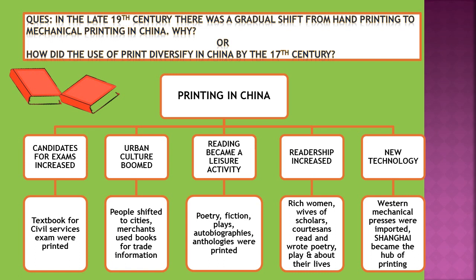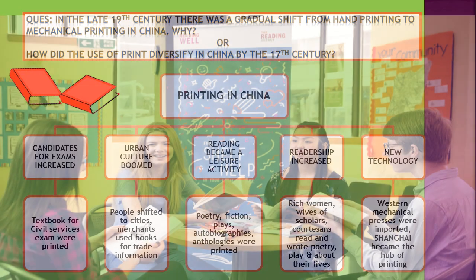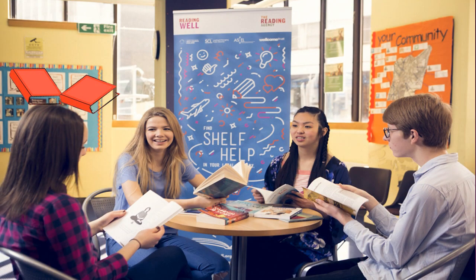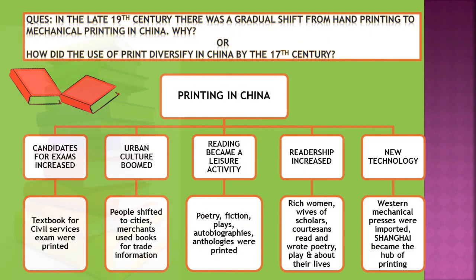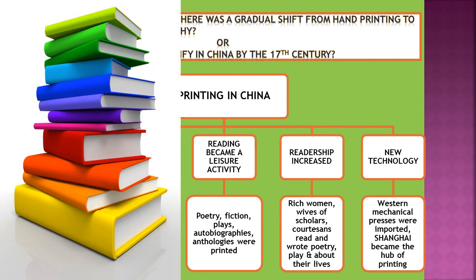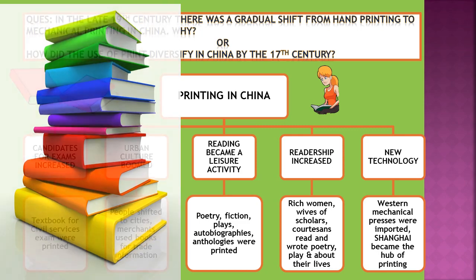Like merchants needed books on trade information. And reading became a leisure activity. People started enjoying reading in their free time. So books were printed on various topics like poetry, fiction, plays, autobiographies, anthologies, etc. Anthologies means collection of poems. And then women readership increased. Rich women, wives of scholars, courtesans, they not only started reading books but also writing books.